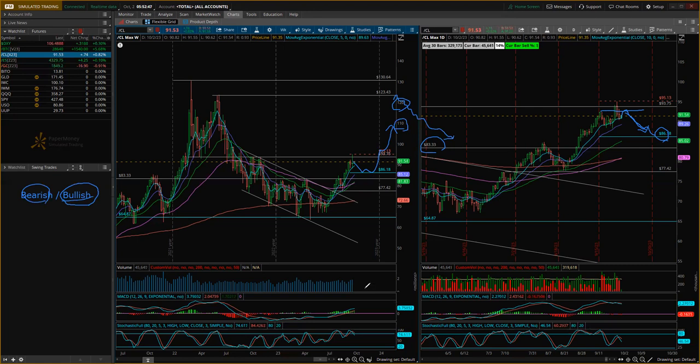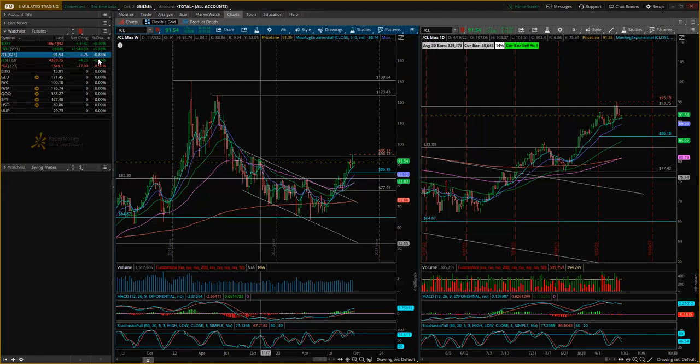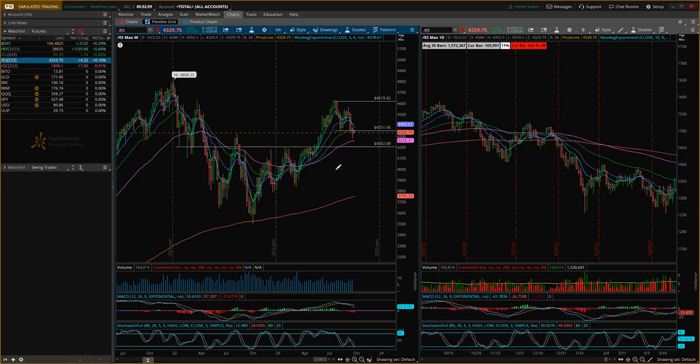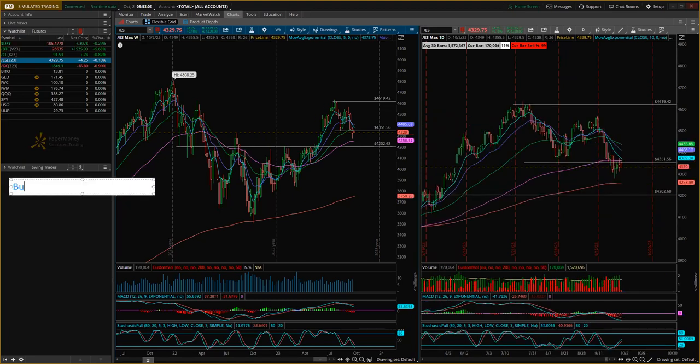Okay, let's move on to the next chart, which is E-mini. Actually, I'm waiting to short E-mini because short term I'm bullish, but long term I'm bearish.